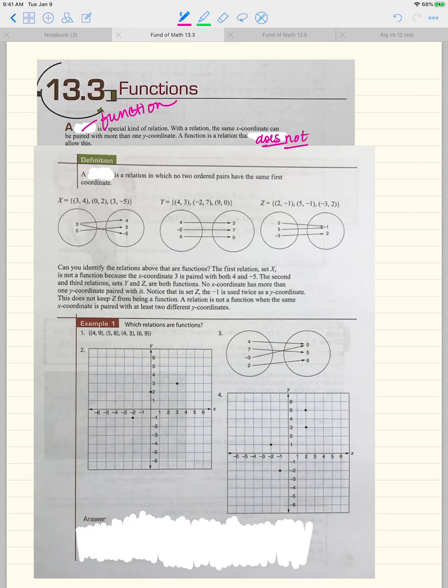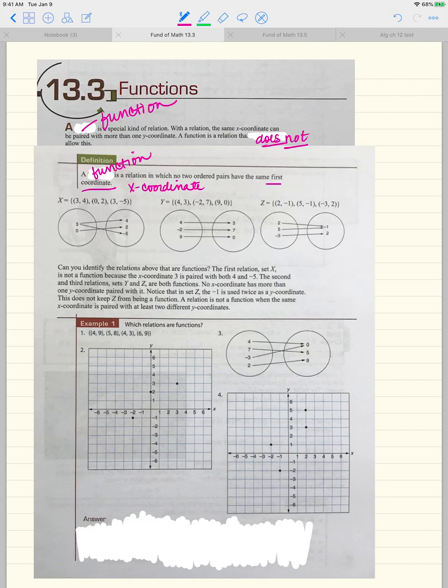So a function is a relation that does not allow the same x-coordinate to be paired with more than one y-coordinate. So one more time, a function is a relation in which no two ordered pairs have the same first coordinate because the first coordinate is always the x coordinate, okay? So a function is a type of relation in which no two ordered pairs have the same first coordinate.